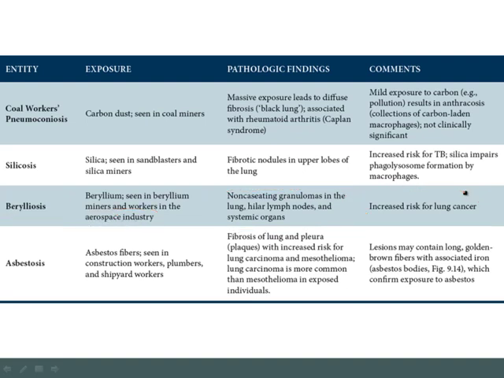The final pneumoconiosis that we want to discuss is asbestos. Now, asbestos fibers would be seen in people who are classically construction workers. It was used in construction at one time. Plumbers, it was classically used at one time to insulate pipes. And shipyard workers, where there used to be a classic exposure as well.